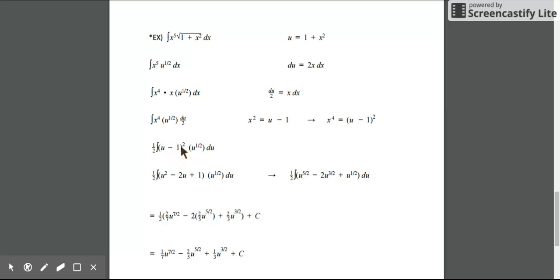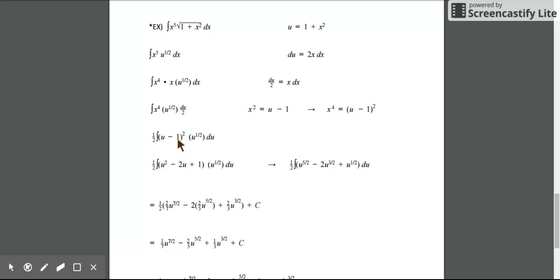So again, this is a chain rule. I have a function raised to a power. If I want to be able to use my power rule, all I need to do is FOIL this out or distribute it. So instead of u minus 1 squared, I could rewrite this as u squared minus 2u plus 1. And now I'm allowed to integrate each of these terms individually.